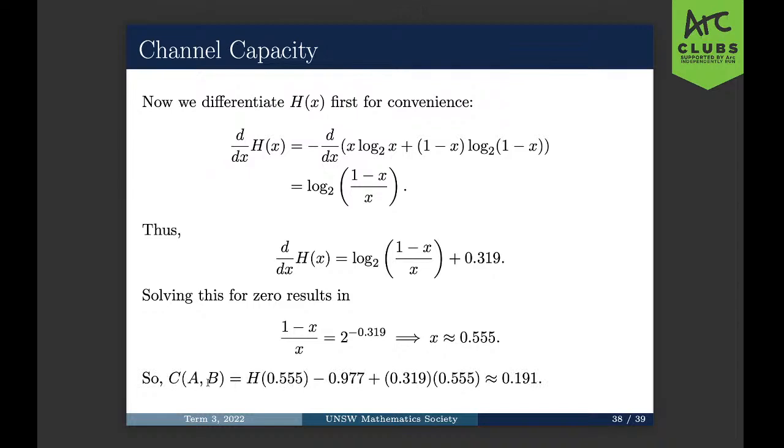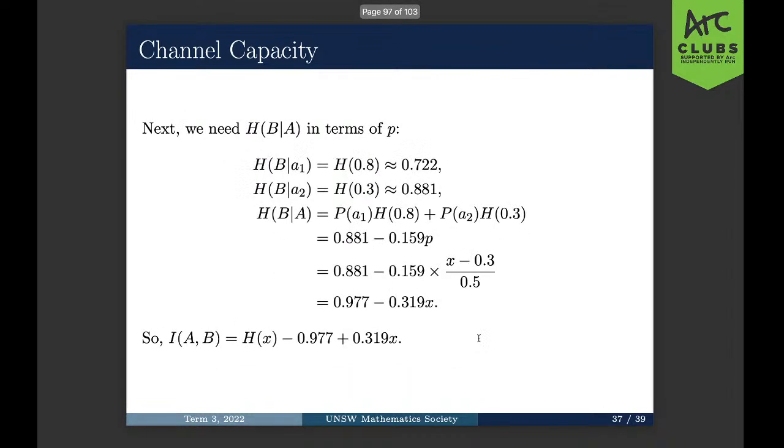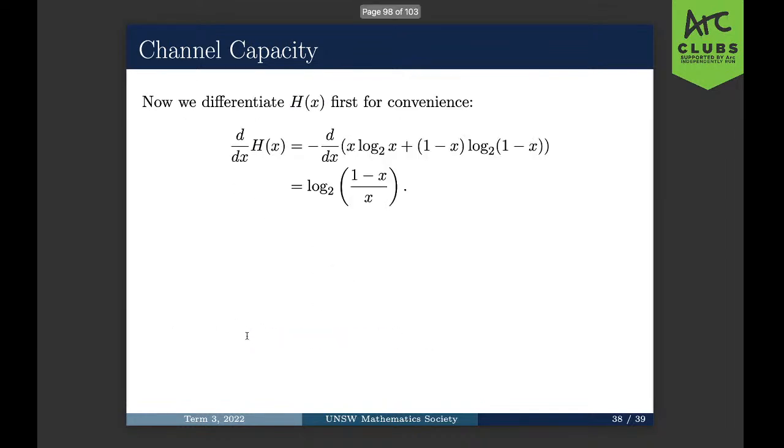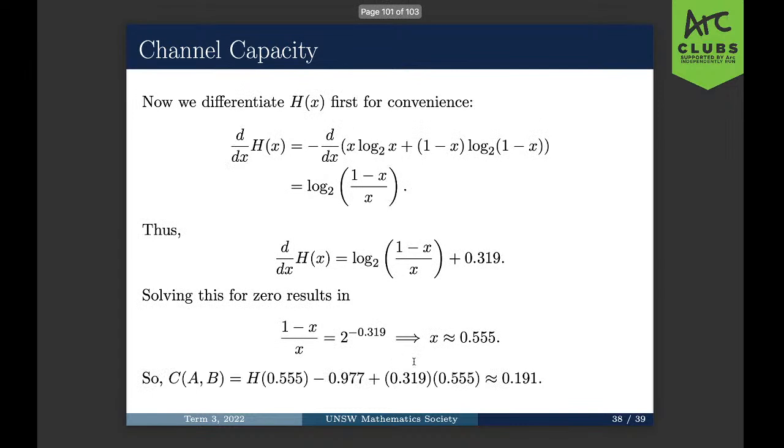So the channel capacity is going to be H(0.555) minus 0.977 plus 0.309 times 0.555. So we're just substituting x equals 0.555 into the expression we had for the mutual information, this here. And that gives us 0.191. That's sort of better than the value we had before, so we'll just take it as a win. Okay, that's that example done.